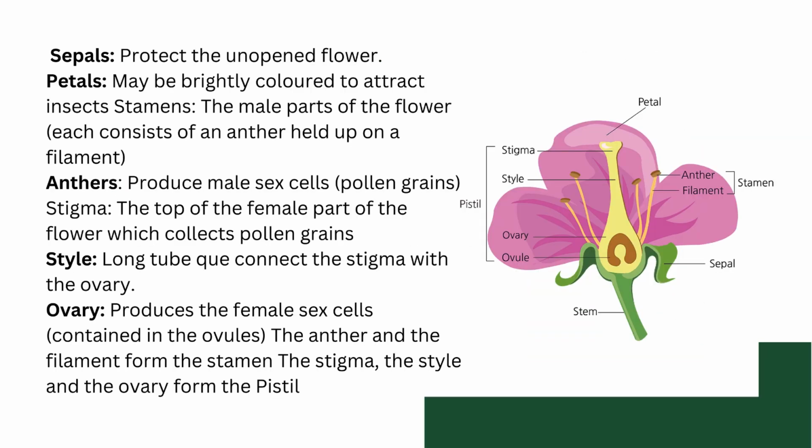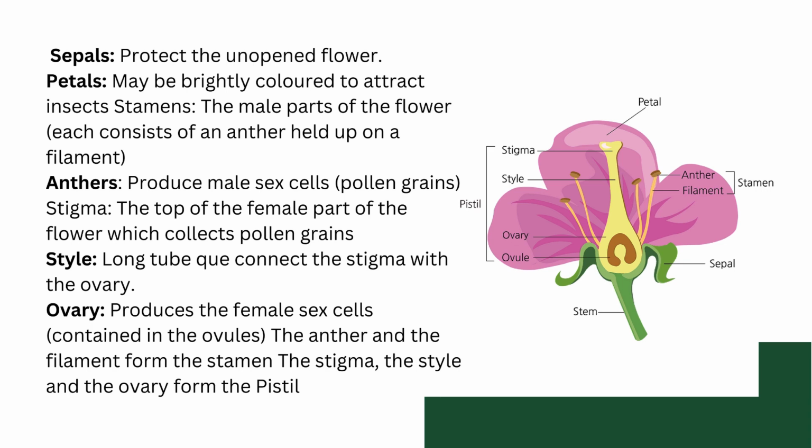Parts of the flowers. Sepals protect the unopened flower. Petals may be brightly colored to attract insects. Stamens, the male parts of the flower, each consist of an anther held up on a filament. Anthers produce male sex cells, pollen grains. Stigma, the top of the female part of the flower, collects pollen grains. Style, a long tube, connects the stigma with the ovary. Ovary produces the female sex cells contained in the ovules.